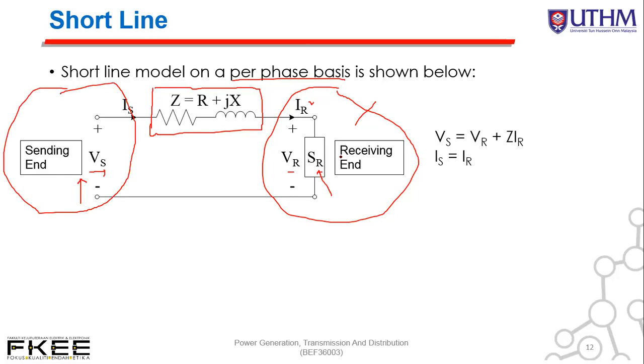So from this model, we can make an equation: Vs, which is the sending voltage, equal to Vr, the receiving voltage at the receiving part, plus ZIR. Z is the series impedance, IR is the current flowing at the receiving end. And in this case, Is equal to IR.